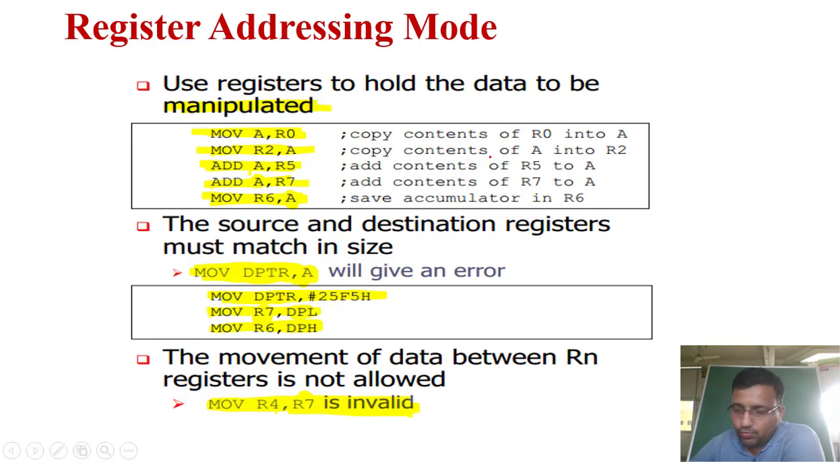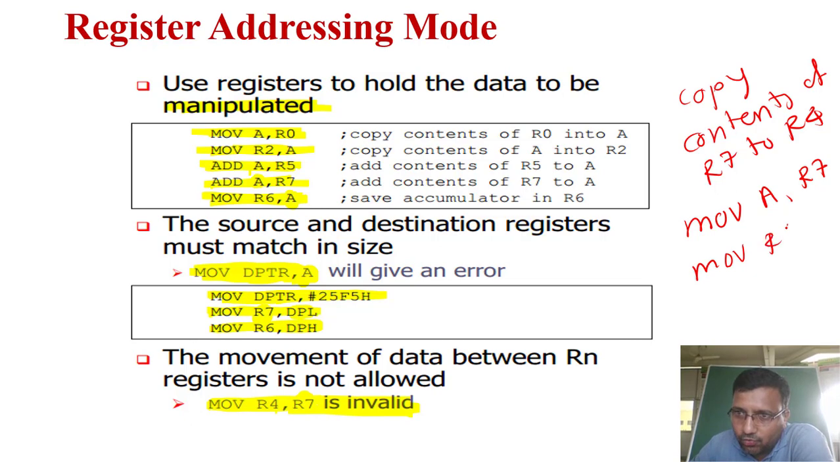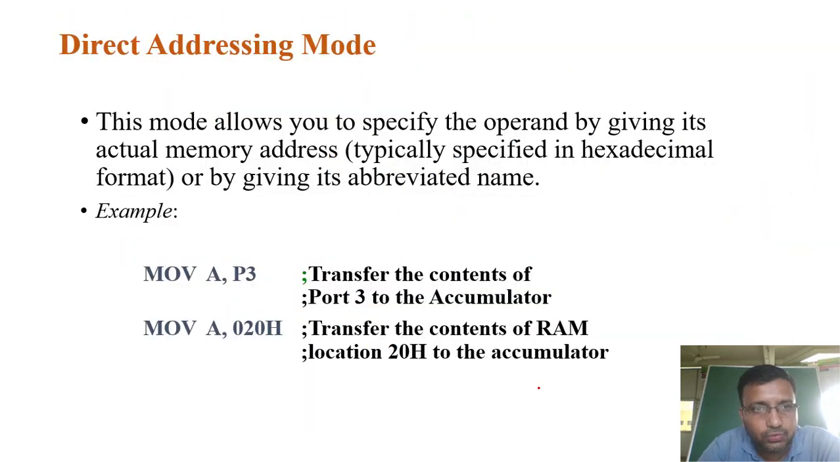So if you want to copy the contents of R7 to R4, how to do that? For that we first move the R7 content into the accumulator, and then move the accumulator content into R4. These two instructions we need to use. You cannot use a single instruction like this. MOV R4, R7 is invalid and will give you an error. So remember this always. All right, next we'll move on.